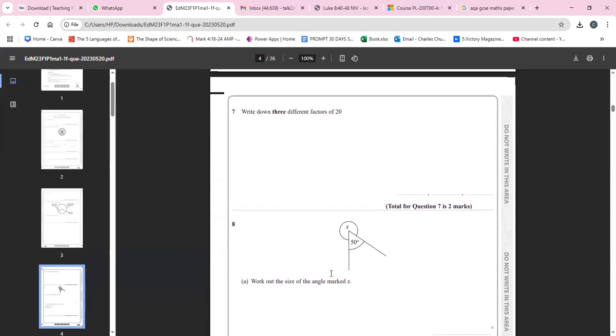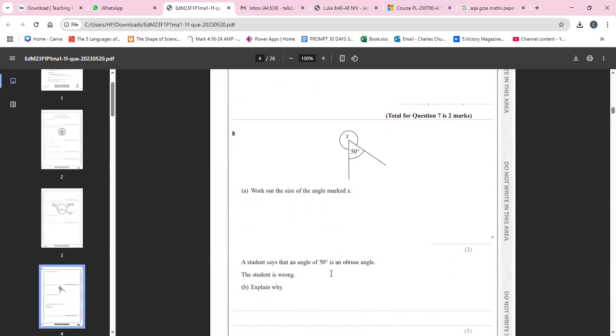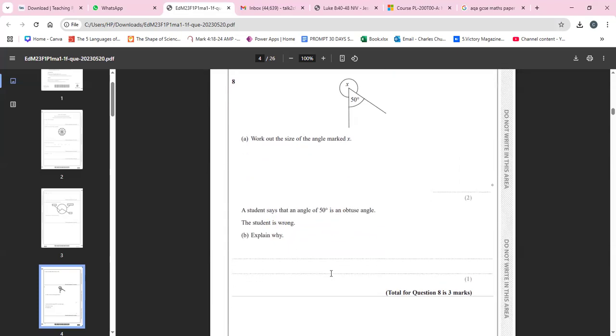Moving on. It says write down 3 different factors of 20. Easy. Of course, the first factor of 20, if you want to include 1, you are free to include 1. 1 is a factor of all numbers. 2 is a factor of 20. 4 is a factor of 20. 5 is a factor of 20. 10 is a factor of 20. What else is a factor of 20 that was not mentioned? 20 itself is a factor of 20. Remember, factors are numbers that can go into the multiple without a remainder.